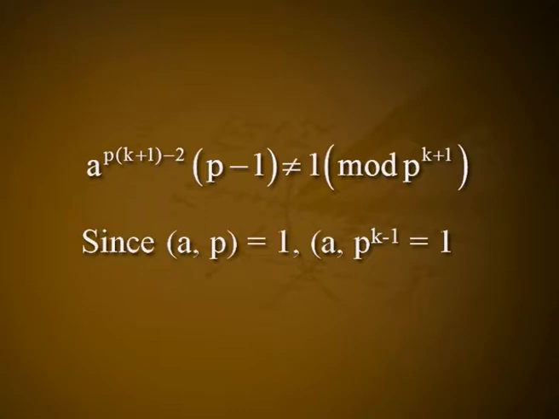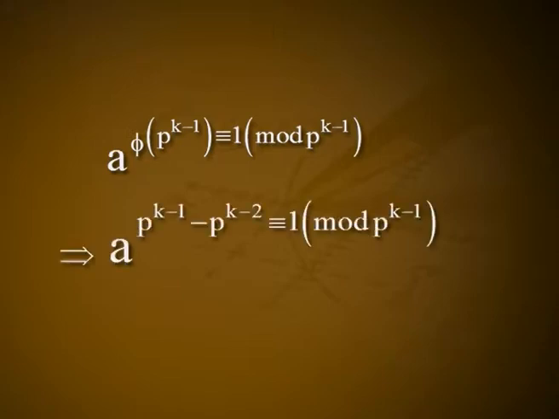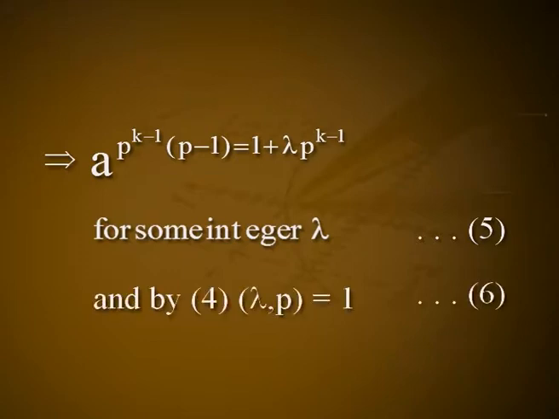Since GCD(a, p) = 1, GCD(a, p^(k-1)) = 1, therefore by Euler's theorem a^φ(p^(k-1)) ≡ 1 mod p^(k-1), which implies a^(p^(k-1) - p^(k-2)) ≡ 1 mod p^(k-1). So a^(p^(k-2)(p-1)) = 1 + λp^(k-1) for some integer λ. Equation number 5. And by equation 4, GCD(λ, p) = 1.